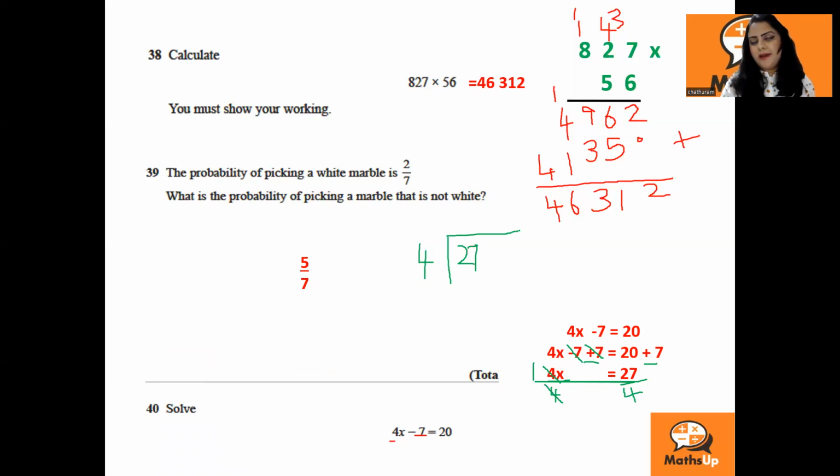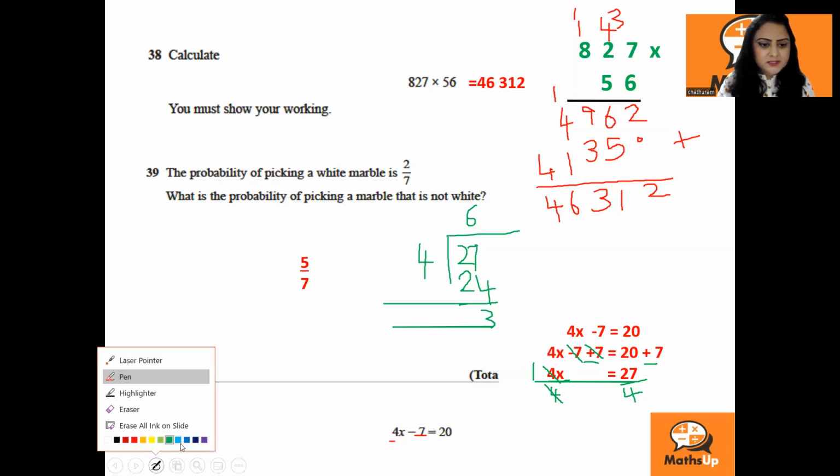Okay, now we'll divide 27 by 4. So if you take 27, there are 6 4s. So 6 times 4 is 24. And if you get the difference between 27 and 24, there are 3 remainders. But there are no more numbers.